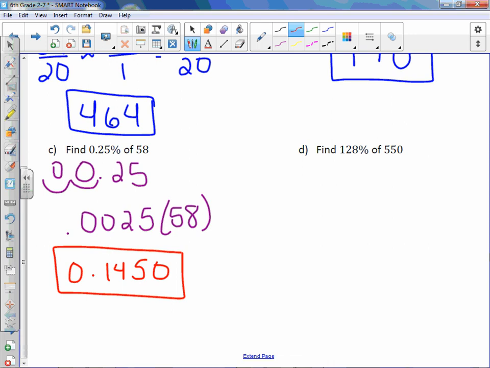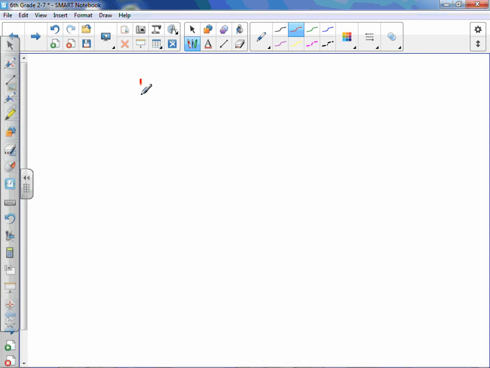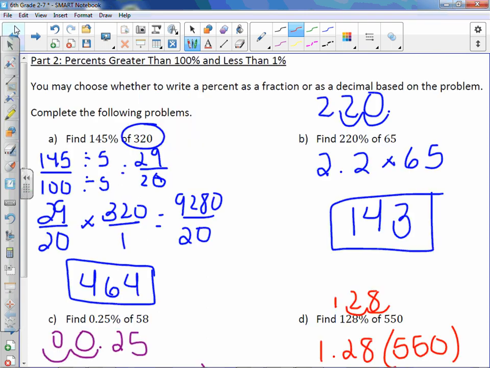Find 128% of 550. We take our 128, move the decimal 2 to the left. 1.28 times 550. Just checking the math problem. Yep.